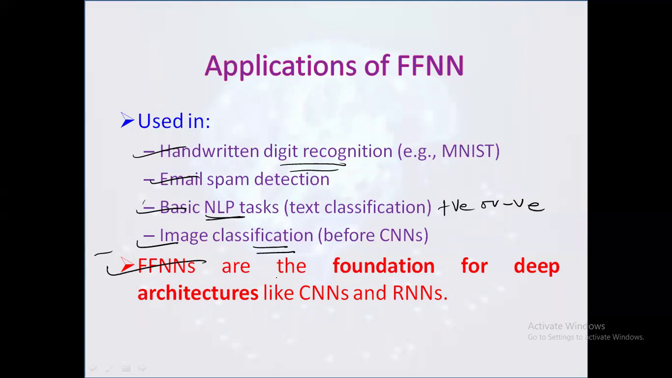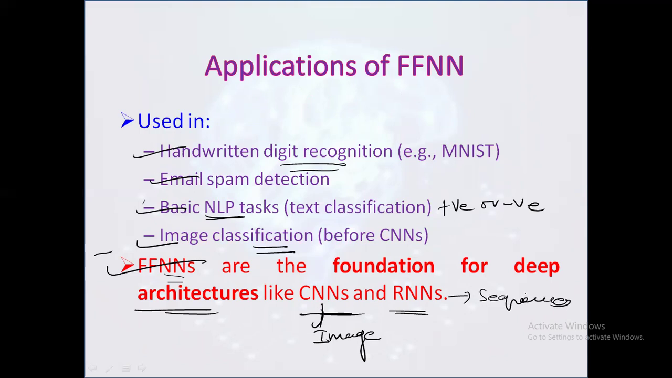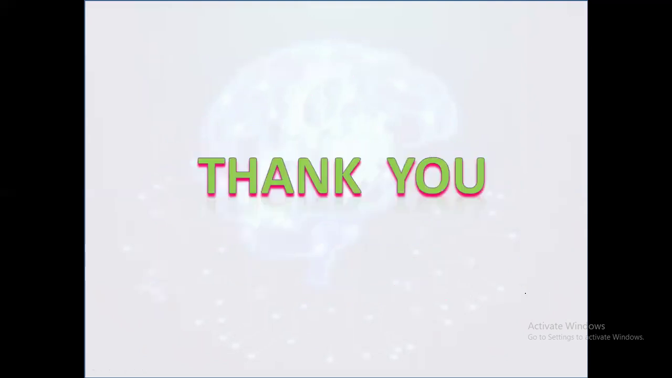Feed forward networks are the foundation for deep architectures like CNN and RNN. Feed forward networks form the conceptual and architectural base for more complex models. Understanding feed-forward neural networks is important before moving on to advanced deep learning models like CNN. The CNN is mainly used for image classification, and RNN is used for sequences. So these are all the applications of feed forward neural networks.